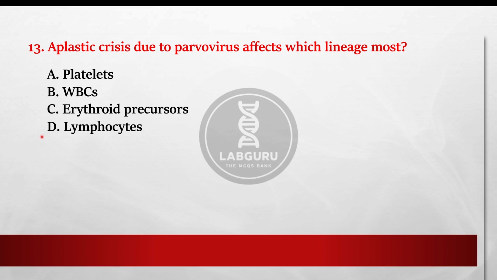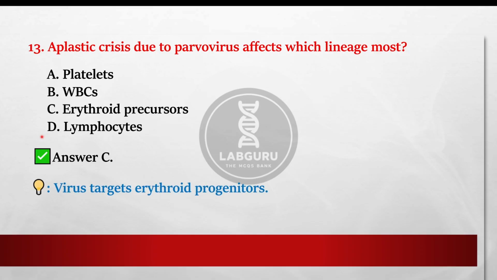The right answer is option C, that is erythroid precursors, because these rapidly dividing cells express specific surface receptors that allow viral entry and provide the necessary machinery for the viral replication. So, virus targets erythroid progenitors most.